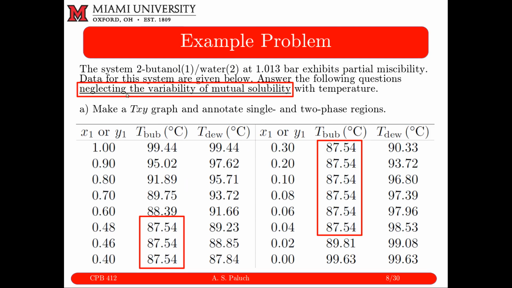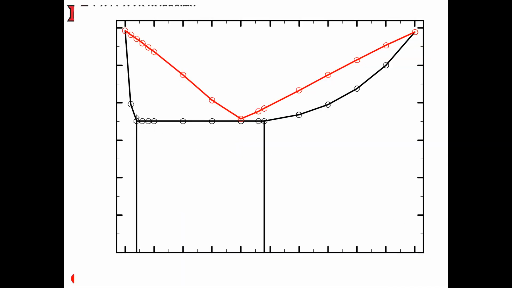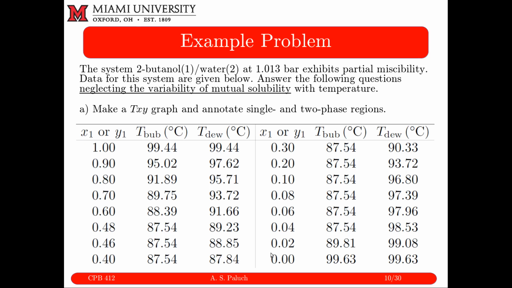So in the problem, we're told neglecting the variability of mutual solubility. All that means is when I draw my LLE phase boundary, I'm going to assume that the composition of those two phases is constant, and so that just corresponds to drawing vertical lines downwards for my phase diagram. Where this would be 0.04 and 0.48, if I recall correctly from the tabulated data.